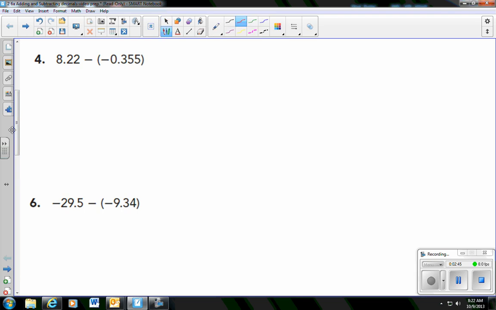All right, if you remember, your rule for subtracting is we always do LCO: leave, change, opposite. We're subtracting a negative here, so we leave 8.22 alone, we change subtraction to addition, and we make the next number its opposite. So negative becomes positive. So now we have to ask ourselves, do we have same signs or different signs? 8.22 is positive. 0.355 is positive, so we're adding two numbers with the same signs. So we actually do add these numbers.